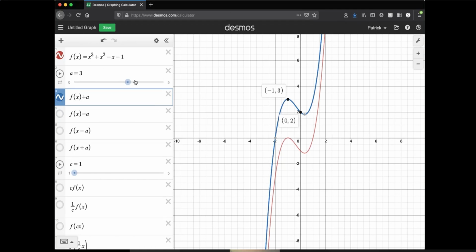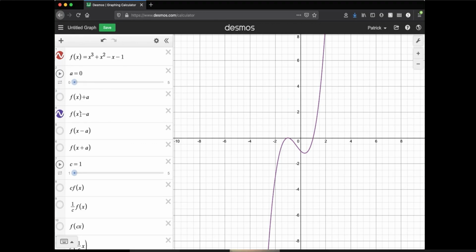All right, so I'm gonna reset this back down to 0. And then we're gonna look at what happens when you do f of x minus a, where a is a positive number. So this is a case where it's like f of x minus 2 or something to that effect. Because 2 is a positive number, you're just subtracting it off. What do you think is going to happen in this case?